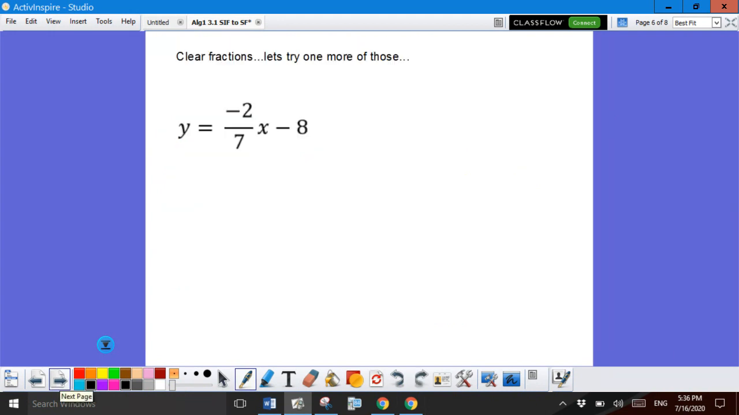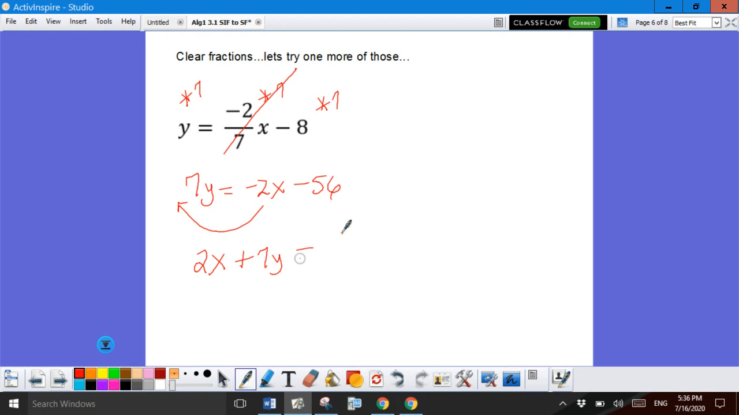So go ahead and hit pause and see what you can do with this. Okay, let's see how you did. So remember, you're clearing fractions. So my common denominator is 7, so I'm going to multiply everything by 7. So 7y equals negative 2x, because those are going to go away, minus 56. The negative 2x needs to move, so 2x plus 7y equals 56, which leaves me with a equaling 2, b equals 7, and c equals 56. So if that's what you got, good job.